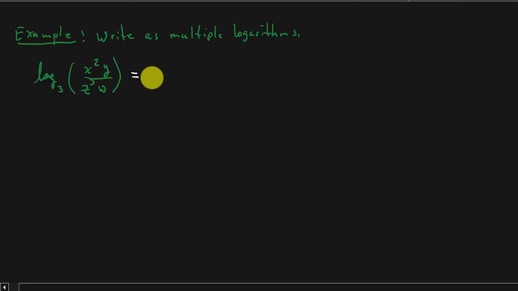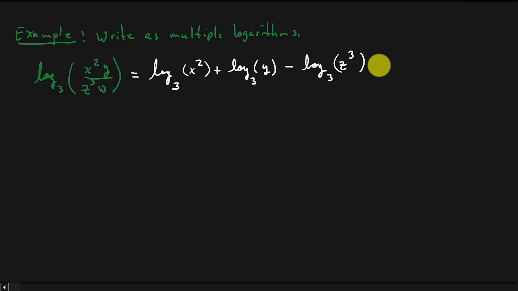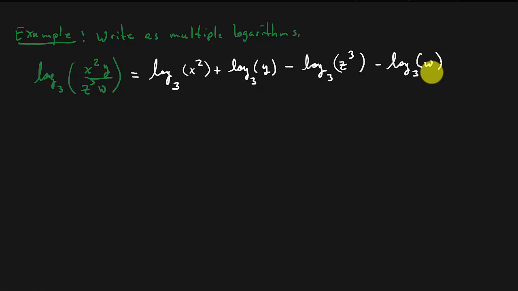So this is going to be the log base 3 of x squared plus log y. And then if it's being multiplied across the denominator, that's going to have a minus sign in front of it. So that's going to be log, I forgot my base 3, z cubed minus log base 3 of w. All right, and so that's your answer right there. Well, not quite, but that's the first step on splitting it up.